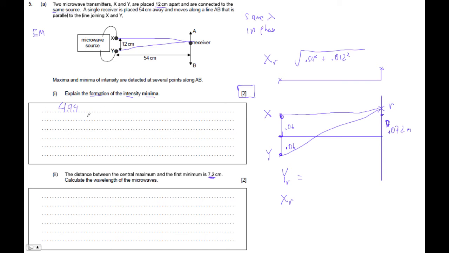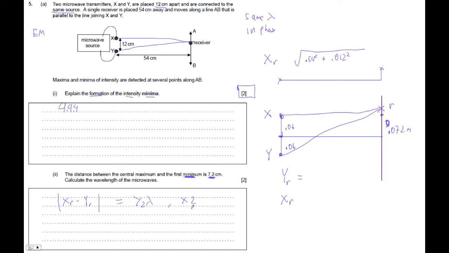So find XR, and then XR minus YR, or vice versa, the absolute value of that. If it's a minimum, that's going to be 1/2 a wavelength. So when you find that difference, multiply by 2, and that'll give you the wavelength. Now, we're of course doing it the hard way, but that's the actual, factual way.